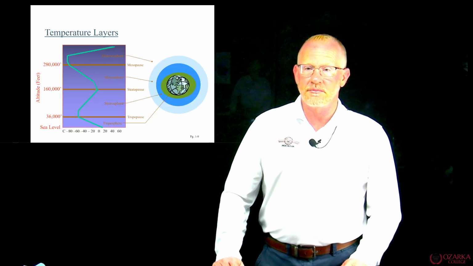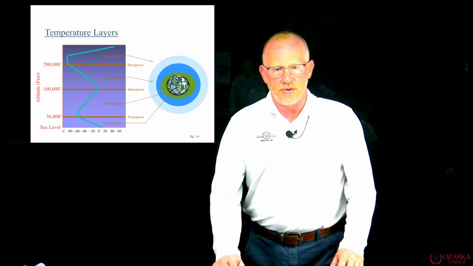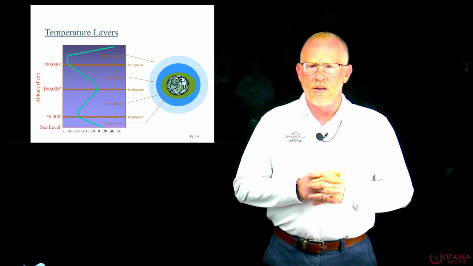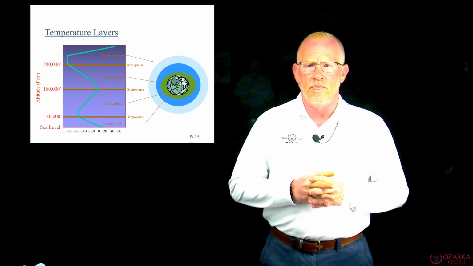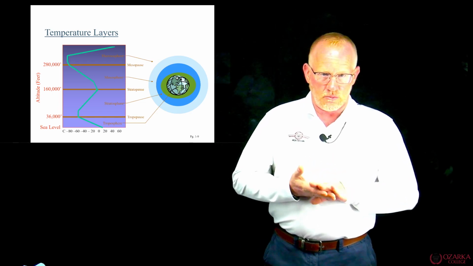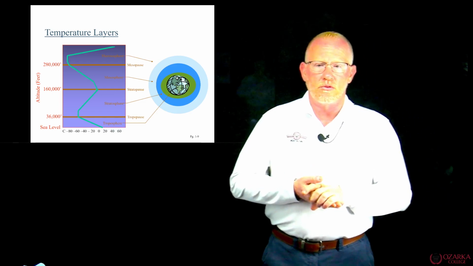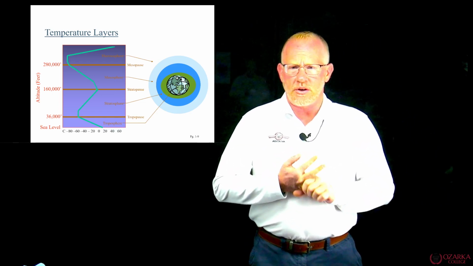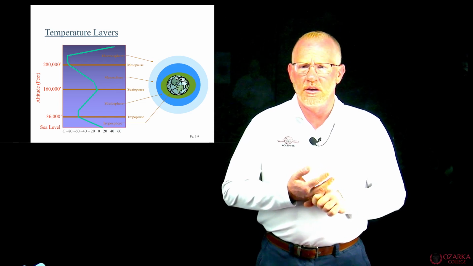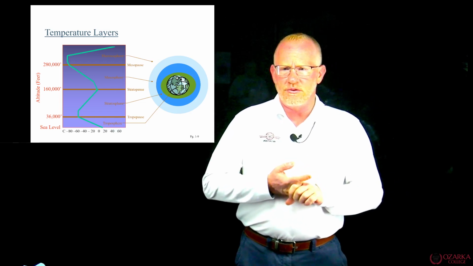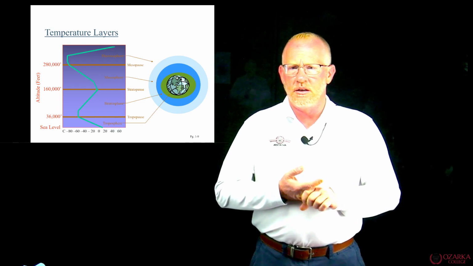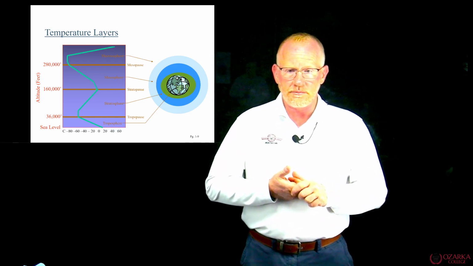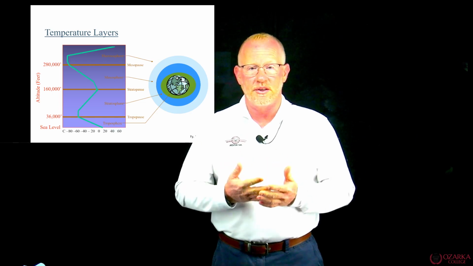Okay? So let's look at our temperature layers. Now, layers are very important. All right, so there are 4 main layers that we're going to study in this course. And they are the troposphere, the stratosphere, the mesosphere, and the ionosphere. Okay?